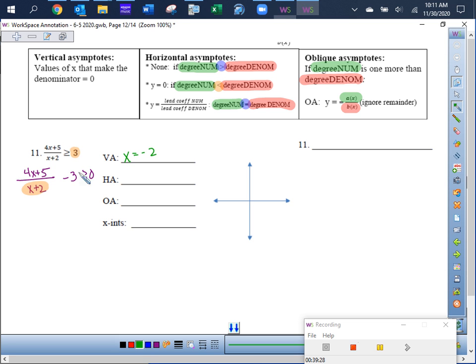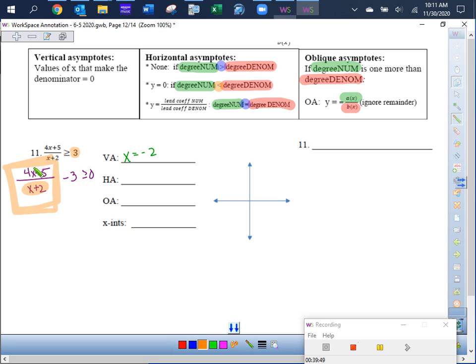Horizontal asymptote. We got to do a little trickeration. This chart only works for this nugget, this box. In this orange box is all that it works for. So let's use this box. Tell me about the degrees. Are they the same? Is the numerator bigger? Is the denominator bigger? What do you think? Degrees are the same. Would you believe that's option C in this case, where the degrees are the same?